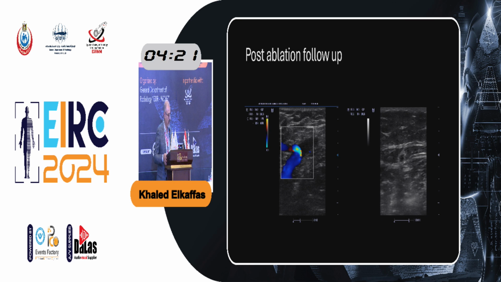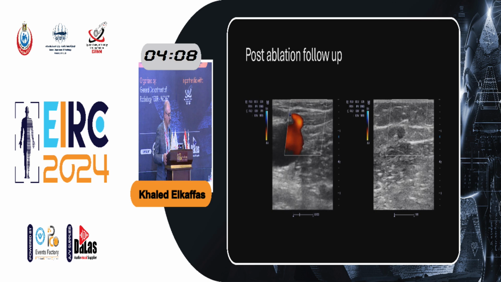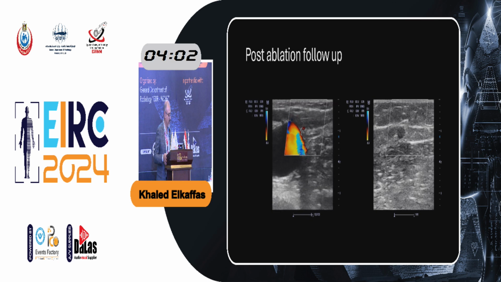Here are the images after ablation. You can see here the total occlusion and obstruction of the great saphenous vein, 2 centimeters away from the saphenofemoral junction. Also, we can see here the junction is competent, and here is the superficial epigastric vein, no reflux across the junction, and total ablation of the saphenous vein.